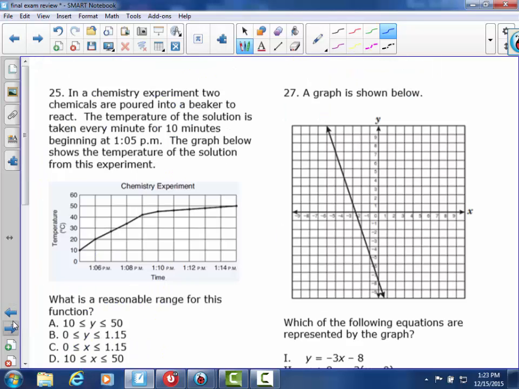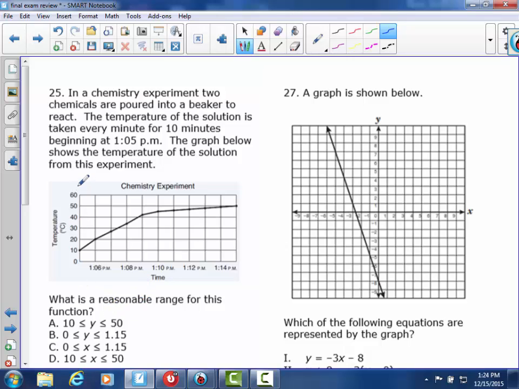All right, moving on. In a chemistry experiment, 2 chemicals are poured into a beaker to react. The temperature of the solution is taken every minute for 10 minutes, beginning at 105. The graph below shows the temperature of the solution from this experiment. What is a reasonable range for this function?